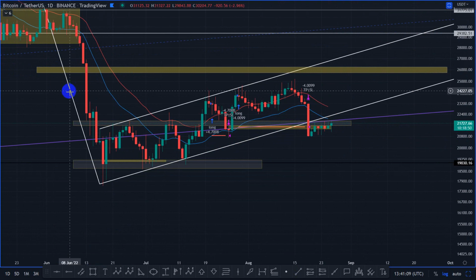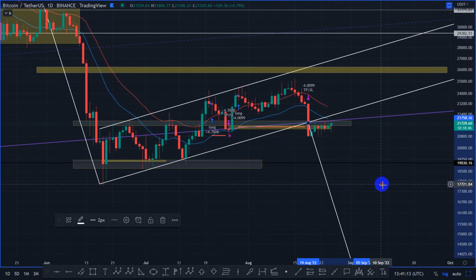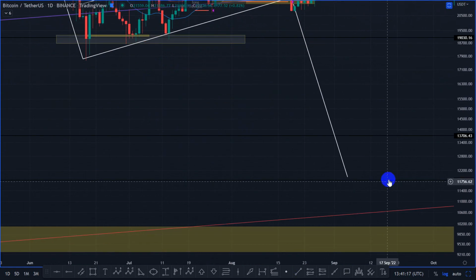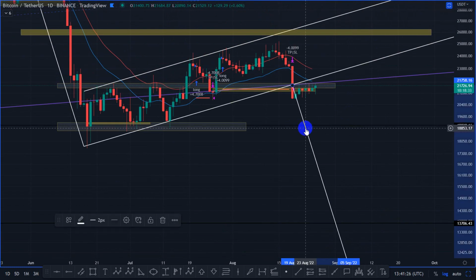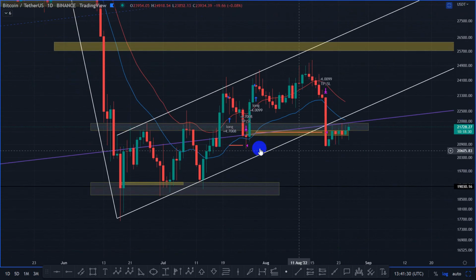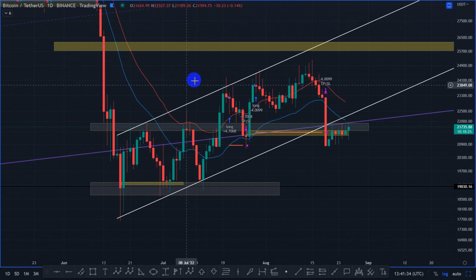You take the length of the flagpole and project it from the point where this pattern got broken. According to that, the next target for Bitcoin will be somewhere around $12,000. Can it go that low? Of course it can. You never know what crypto is going to do for you. But let's talk about the chart patterns, and why I do not trade them.